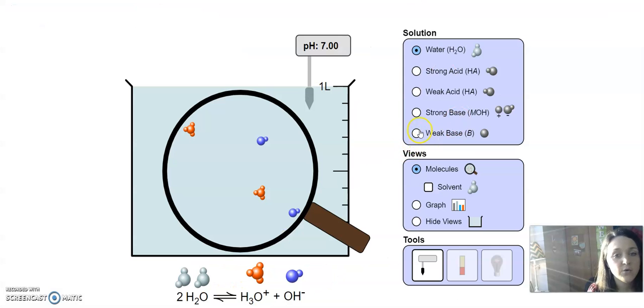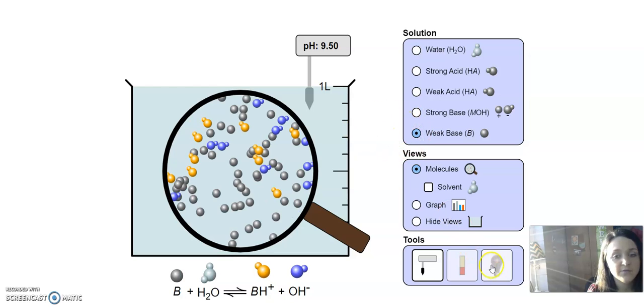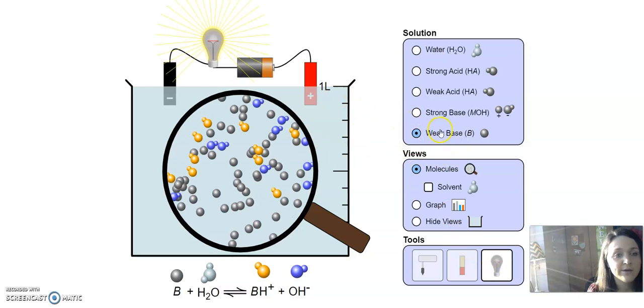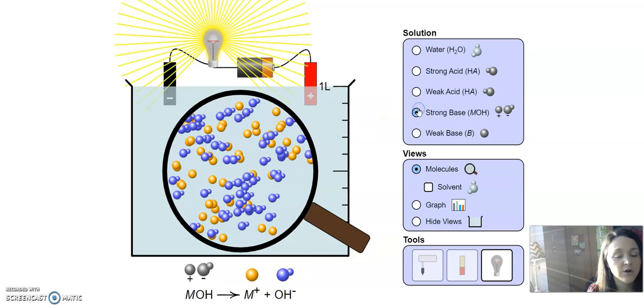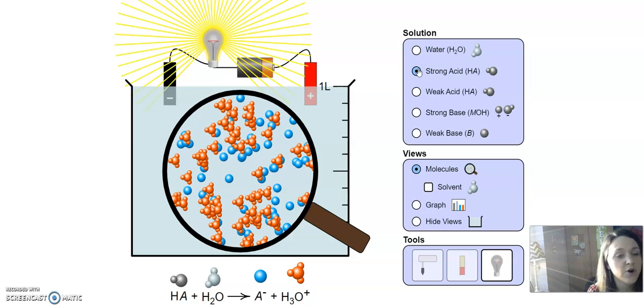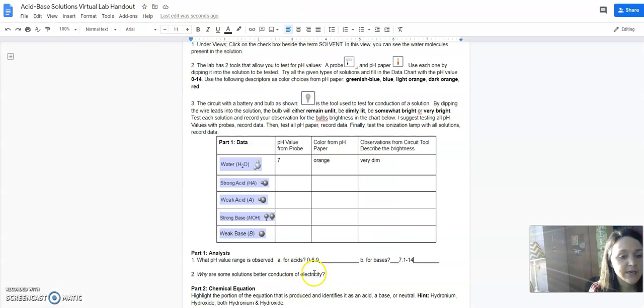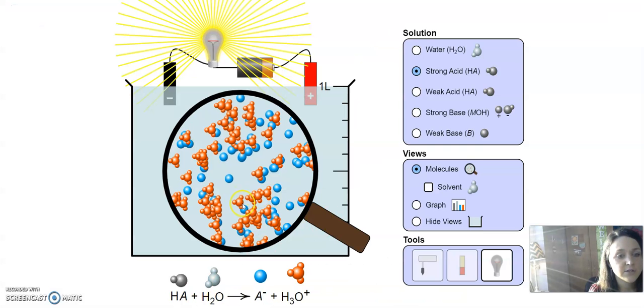So why are some solutions a better conductor than others? Well, you can see our weak base is sort of bright with our conductivity tool, but look at our strong base. And our weak acid is sort of bright, but look at our strong acid. So when you're looking at what makes things a better conductor, it's how many ions are in the solution. Because if we look right here, you can see there's a lot more ions broken down in a strong acid than a weak acid.